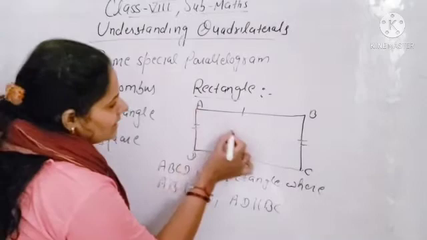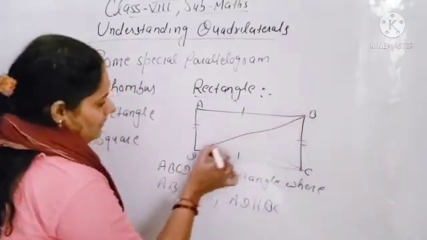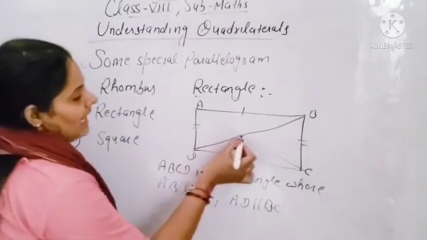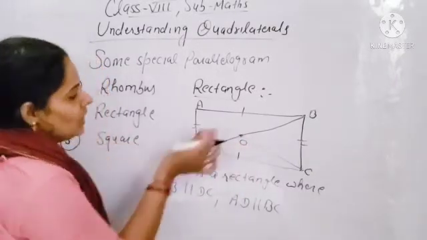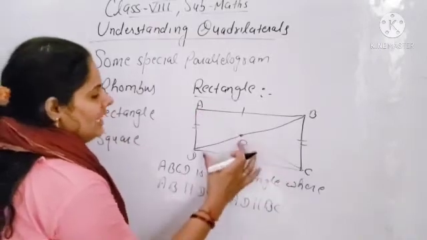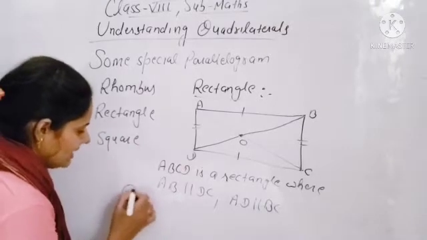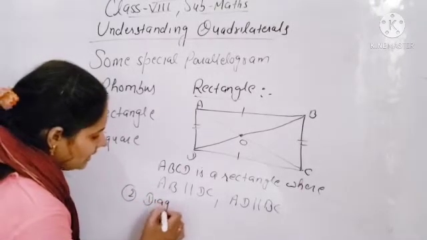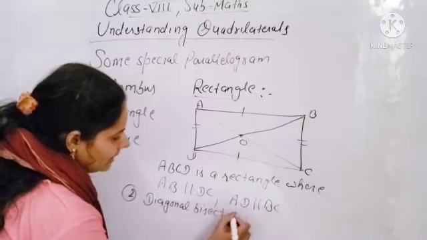Okay, if you are taking the diagonals of the rectangle, the first diagonal is AC and the second diagonal is BD. Clear? Now diagonals also bisect each other. So for example, if you take any point O, side OA will be equal to OC and side OD will be equal to OB. Clear? So second, diagonals bisect each other.